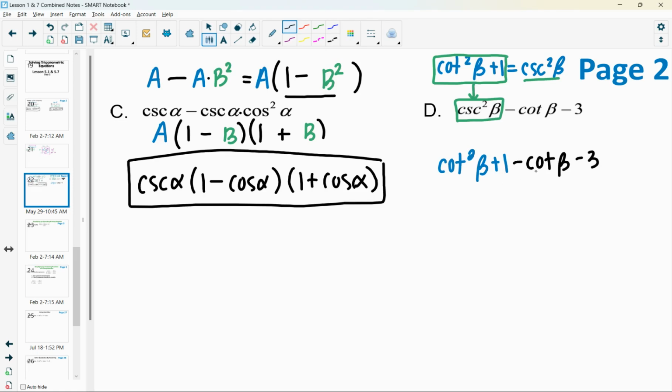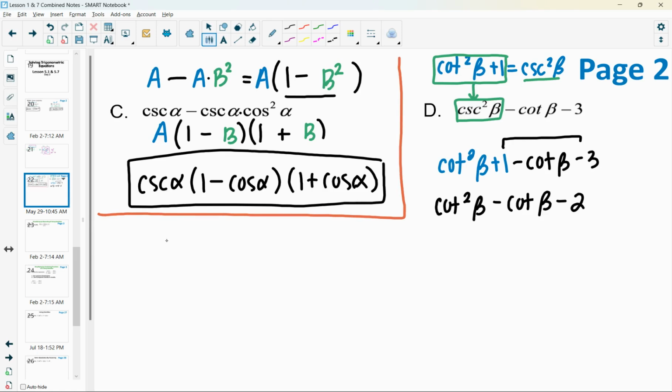So now we can just combine our like terms, the 1 and the negative 3. And so we have cotangent squared of beta minus cotangent of beta, and then 1 minus 3 gives us negative 2. Now we have a squared version of the function and a non-squared version, and then a constant. So this can now factor. If we rewrote this in a simplified version, I'm just going to write it over here. So we would have a squared minus a minus 2.